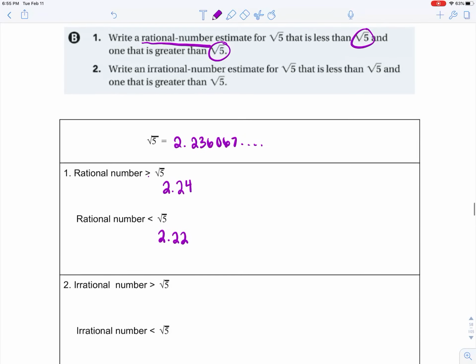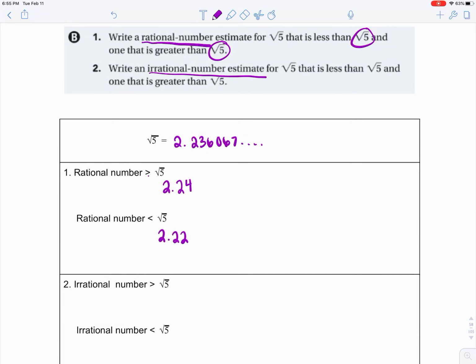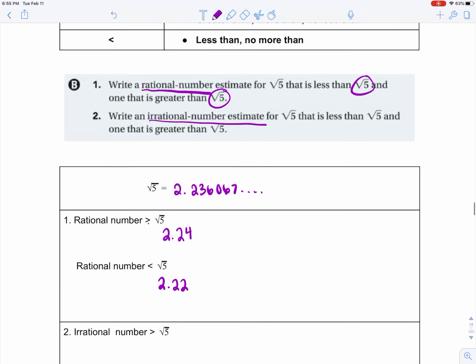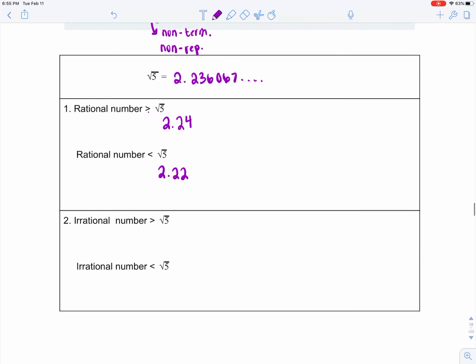All right. Next one. It says write an irrational number estimate for the square root of 5 that is less than the square root of 5 and one that is greater than the square root of 5. Remember, irrational means that this is non-terminating and non-repeating. So, I need an irrational number that is greater than the square root of 5. So I know that the square root of 5 is 2.236067, so I'm just going to slightly change one of these numbers so that way it is greater than.